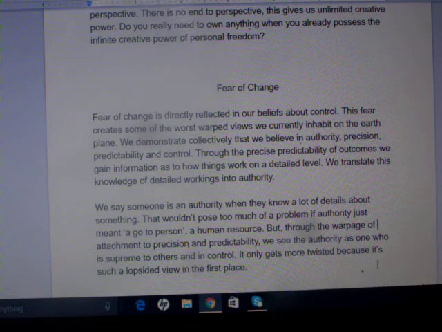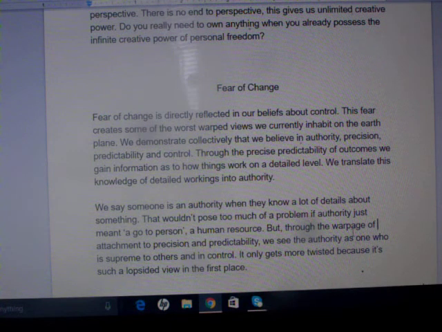Fear of change. Fear of change is directly reflected in our beliefs about control. This fear creates some of the worst warped views we currently inhabit on the earth plane. We demonstrate collectively that we believe in authority, precision, predictability, and control. Through the precise predictability of outcomes, we gain information as to how things work on a detailed level. We translate this knowledge of detailed workings into authority.